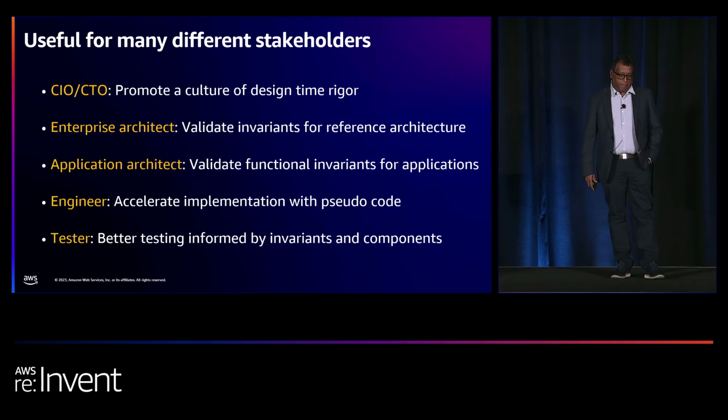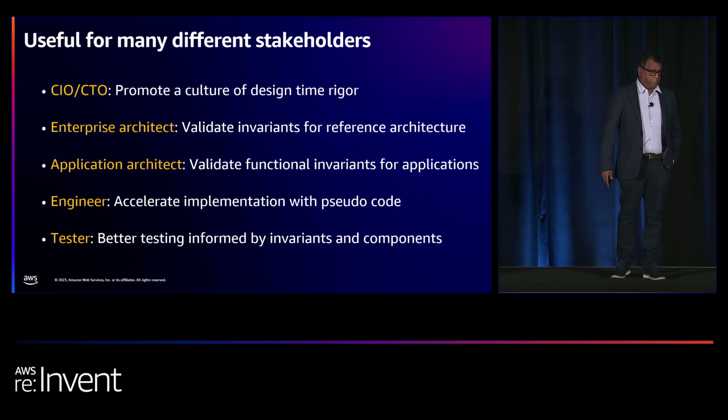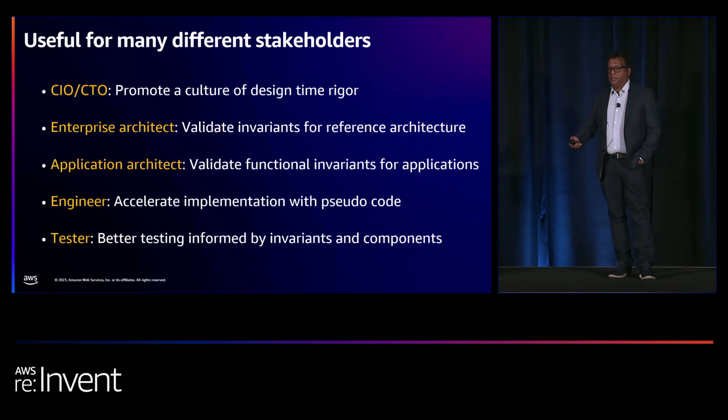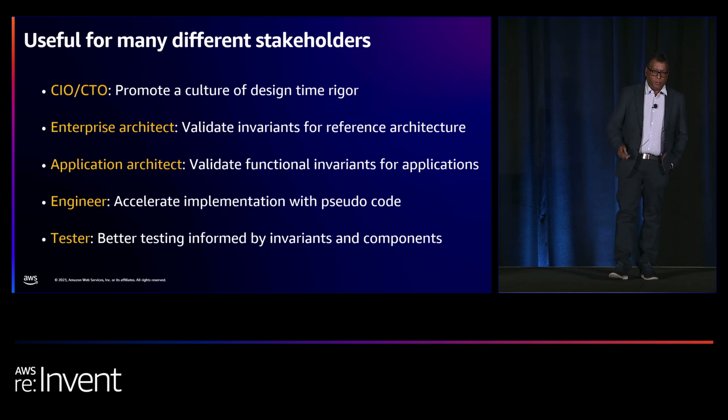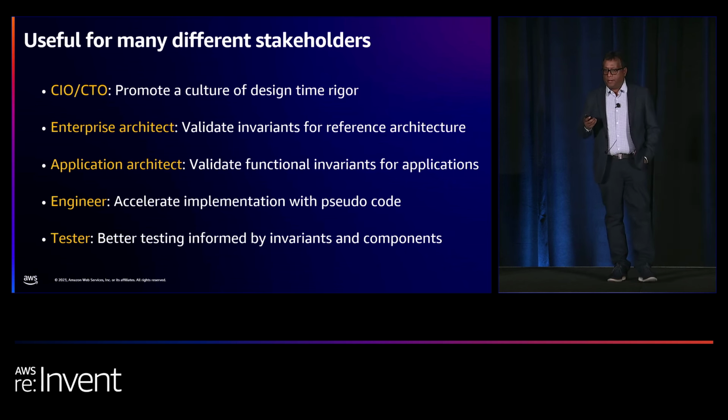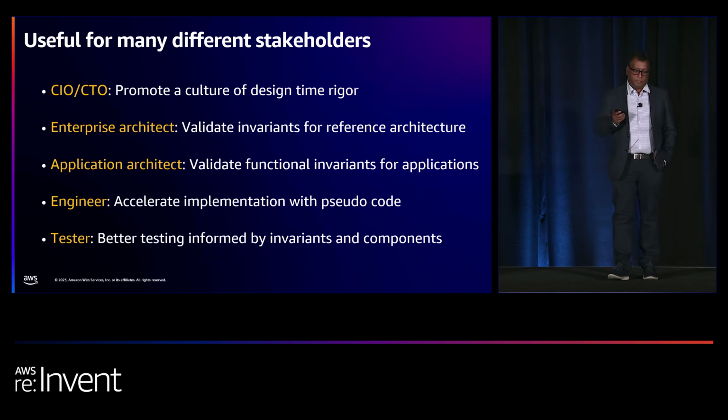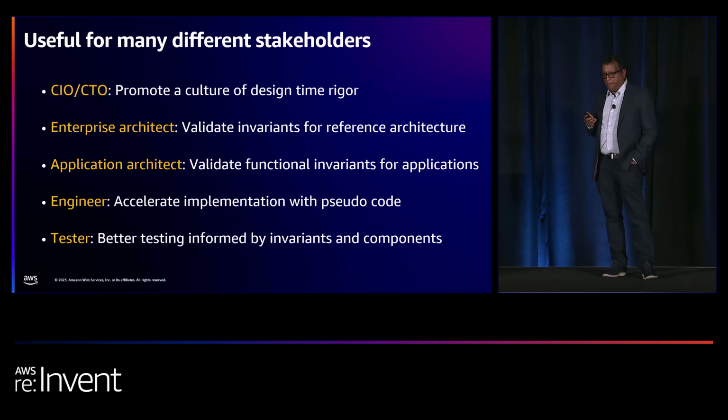We believe the P model will be useful for many different stakeholders. As CIOs and CTOs, you can promote a culture of design-time rigor. You can require your technology leaders not only to design the systems, but also to demonstrate that the design will work. Second, as enterprise architects, you create reference architectures for recurring application patterns. You can validate these reference architectures using P before you share them with application teams.